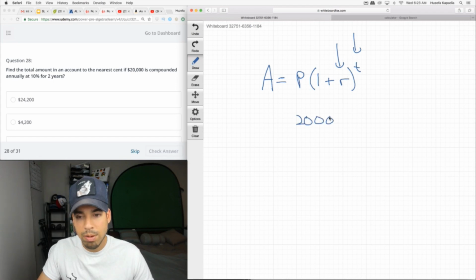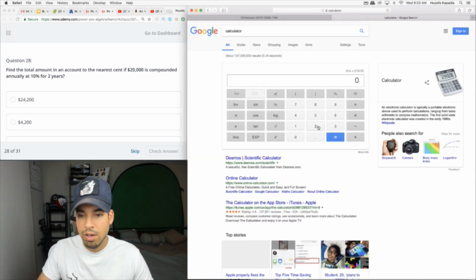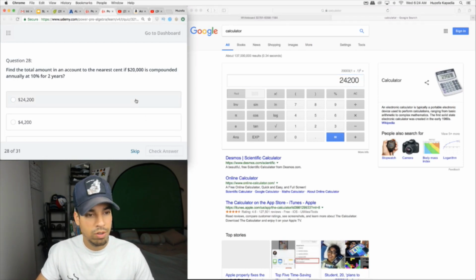So 20,000 is my principal amount I'm starting with. 1 plus my rate, which is 10%, but as a decimal is 0.1. And then t is for 2 years. Boom, just like that. And so I'll show you how to write it on the calculator here. 20,000 times 1 plus 0.1. Boom, and then this quantity to the second power. Boom, 24,200.